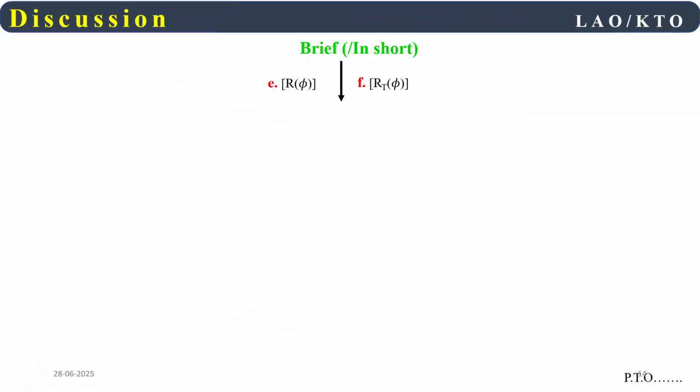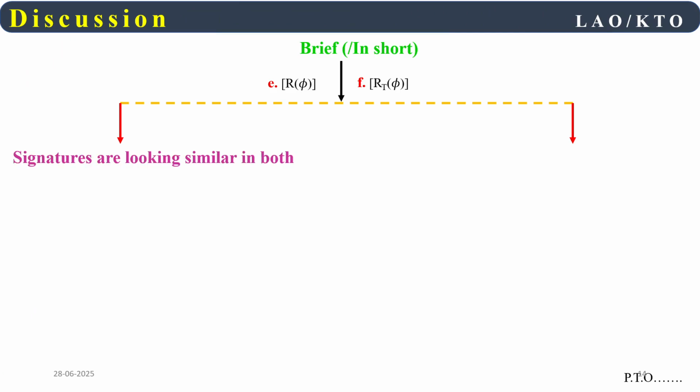In brief, what is the comparison between E and F? Because the signatures look the same, then what is the difference?